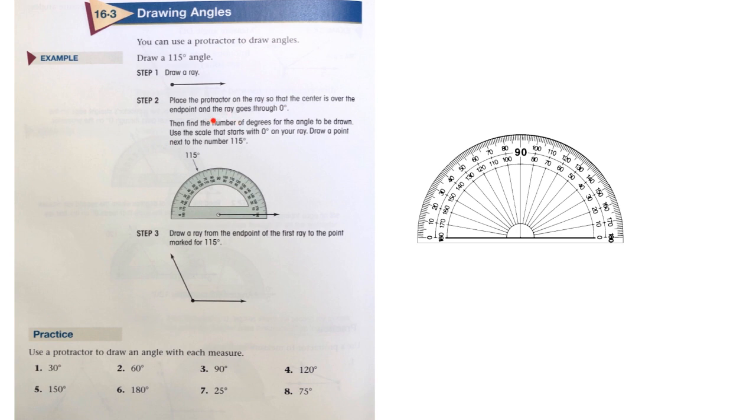So one thing that might be tricky is what they mean by the scale that starts with 0 degrees. In the picture, the ray is going through 0 degrees on this side. It starts at 0, so you wouldn't use the one that starts at 180, which is the outside ring of numbers. You'd use this inside ring of numbers because it goes 0, 10, 20, 30.